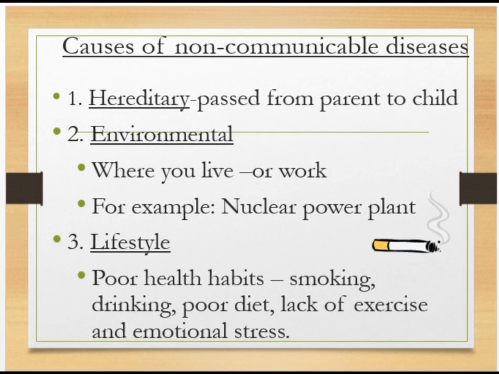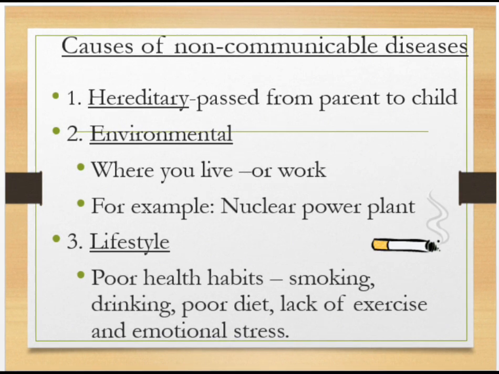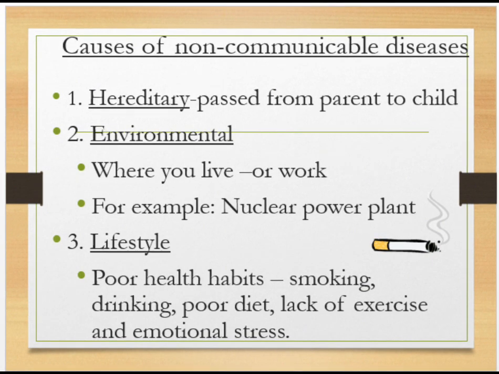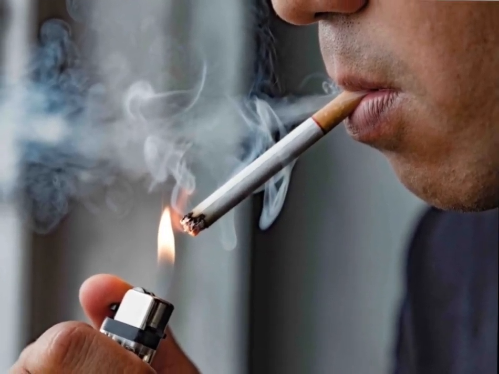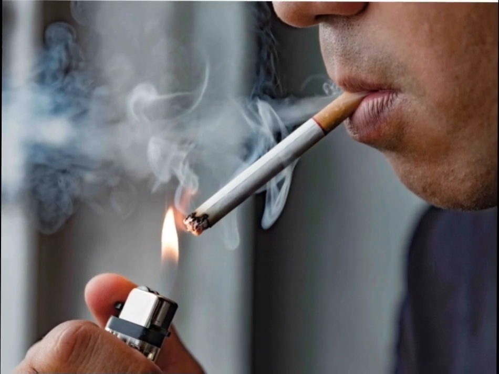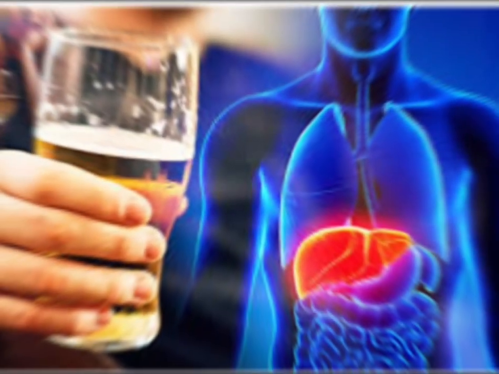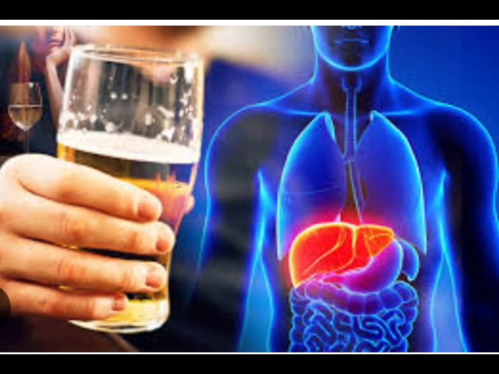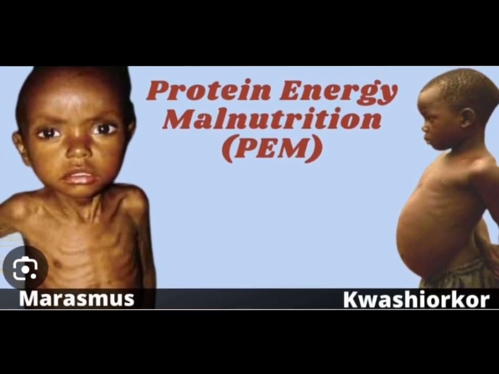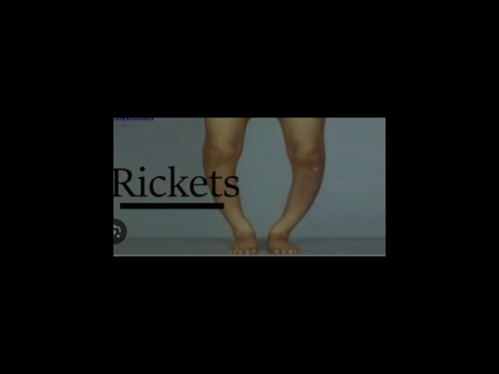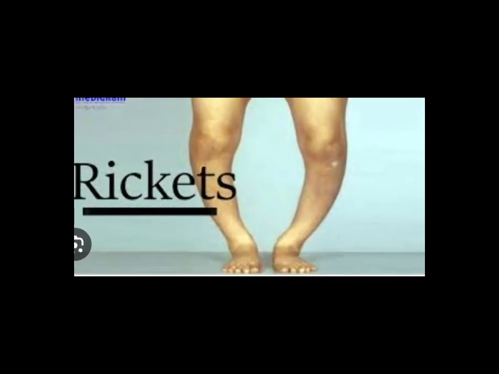For example, poor health habits such as smoking, drinking alcohol, poor diet, lack of exercise, and emotional stress. If you are smoking, it can result in diseases such as lung cancer and emphysema. If you drink alcohol, it can cause liver cirrhosis. Poor diet causes deficiency diseases such as kwashiorkor, marasmus, rickets, and blindness. And lack of exercise can cause obesity.